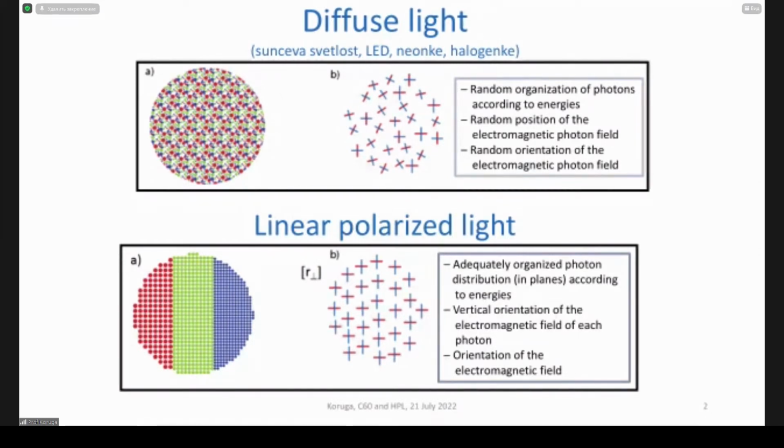As you can see, there is a difference in the organization of the photons. In diffuse light, the organization of the electromagnetic and electrical and magnetic properties of the light is different than in linear polarized light. However, when we investigated human biomolecules, we found out that a different light should be used for better influence.